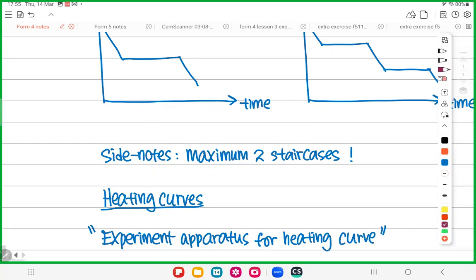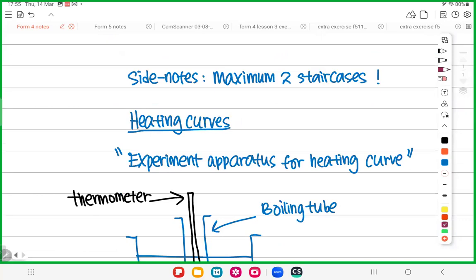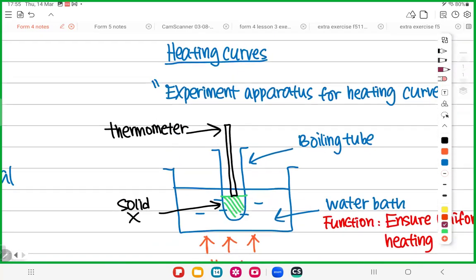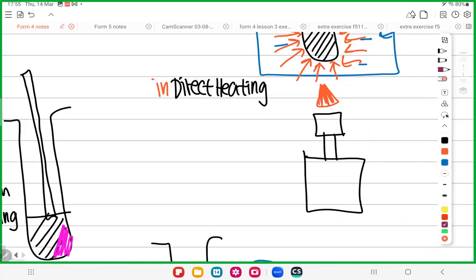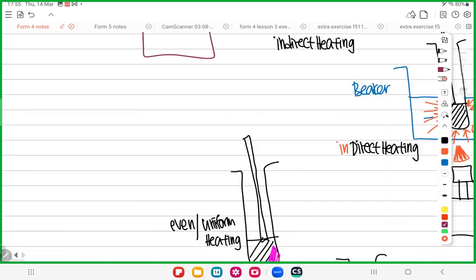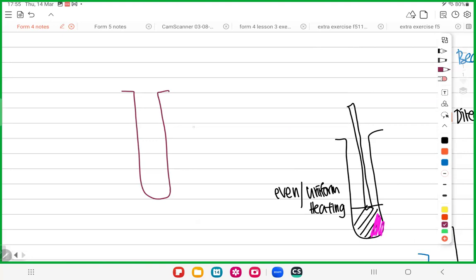Yeah. So to do the experiment for heating curve, this is how it looks like. Okay. So first of all, you take this. Yeah. First of all, you take a test tube. Okay? This is not a test tube. This one we call boiling tube. All right. So what is the differences between boiling tube and test tube? Okay. So some students say, sir, can I write test tube here? Cannot.